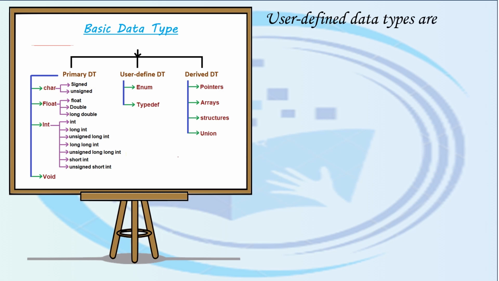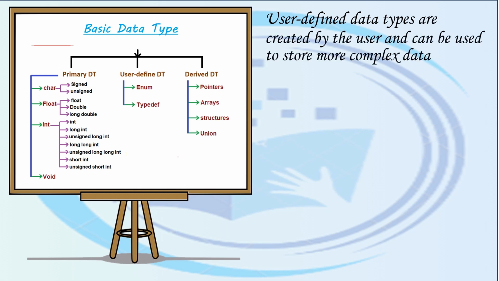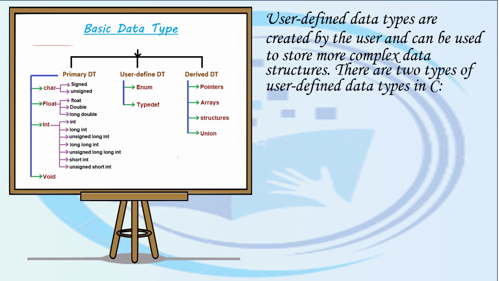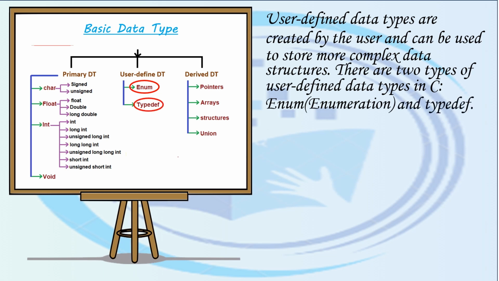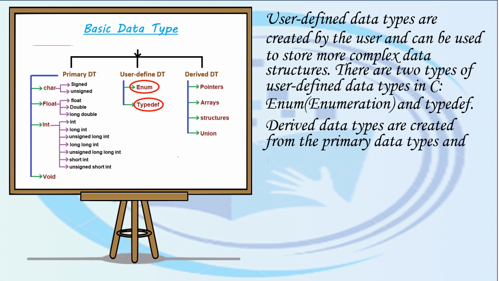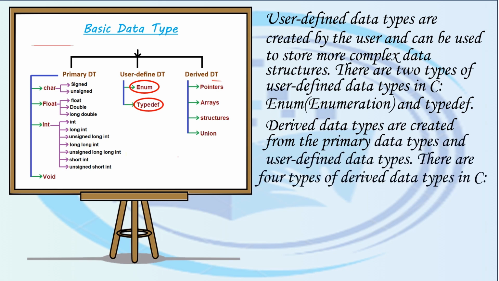User-defined data types are created by the user and can be used to store more complex data structures. There are two types of user-defined data types in C: enum and typedef. Derived data types are created from the primary data types and user-defined data types. There are four types of derived data types in C: pointer, array, structure, and union.